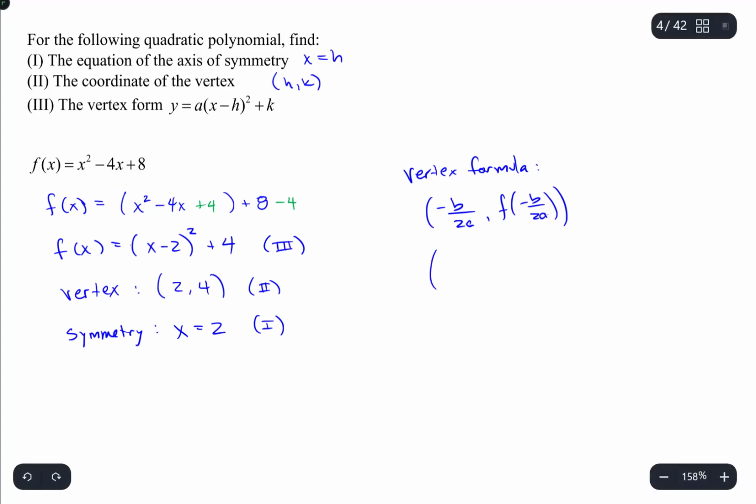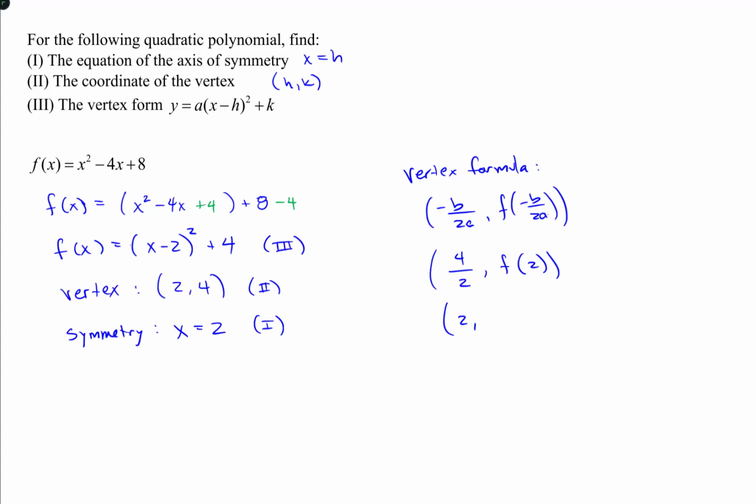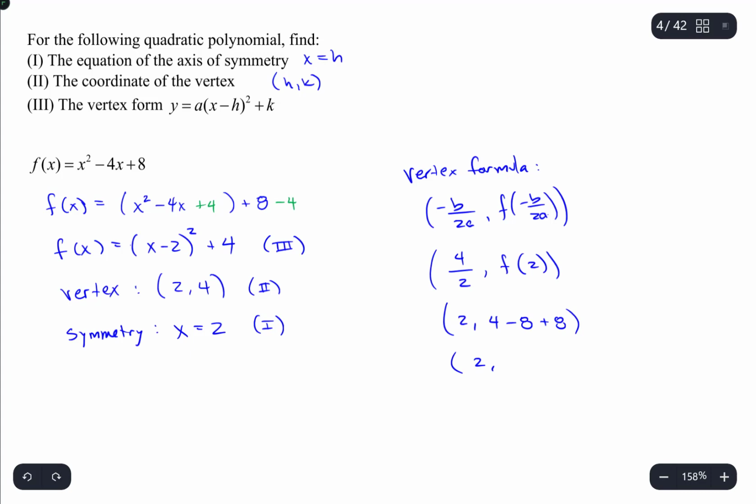But what we would do here is we would say it's negative b over 2a, so it would be the opposite of negative 4, which is 4, over 2 times 1. So that's going to be 2, so then this would be f of 2. So 2 comma f of 2, so f of 2 would be 2 squared, which is 4, minus 4 times 2, so minus 8, and then plus 8. So 2, 4 is the vertex, just like we found here.